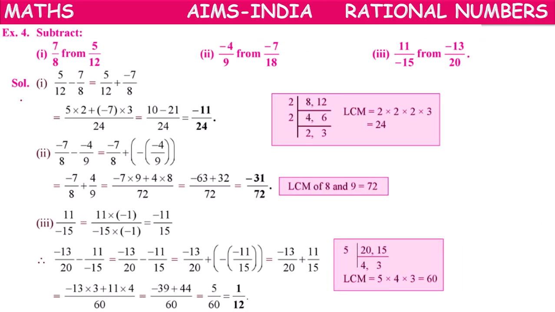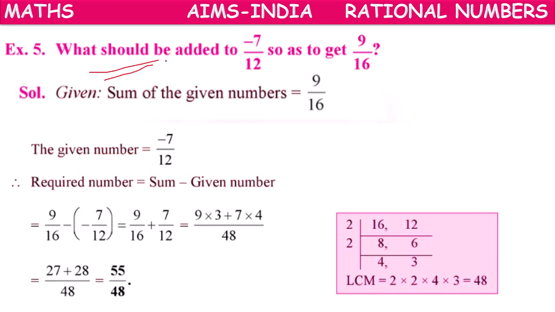So, in this way, we can subtract any two rational numbers. But the condition is, they should be in standard form. After that, they should be written in the form of addition by taking the help of additive inverse. Then, there should be common denominator. So, then we can simplify as we have done in the addition.